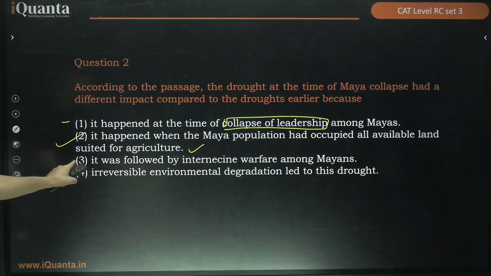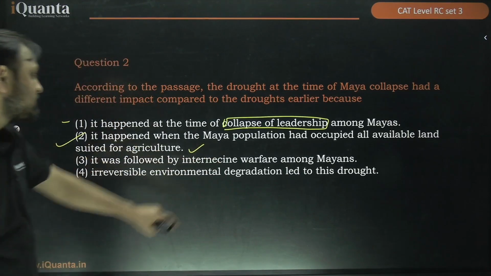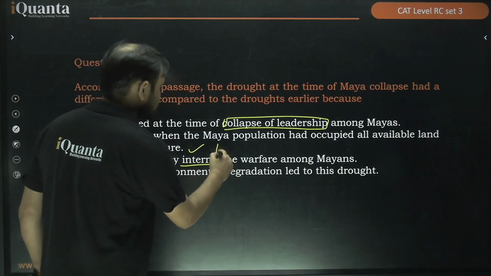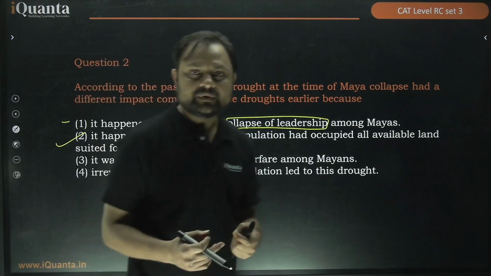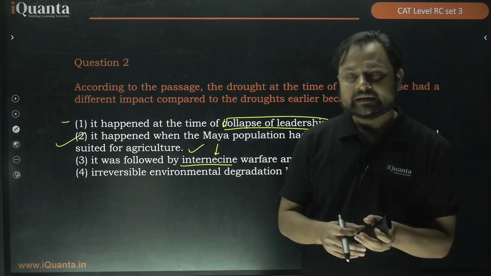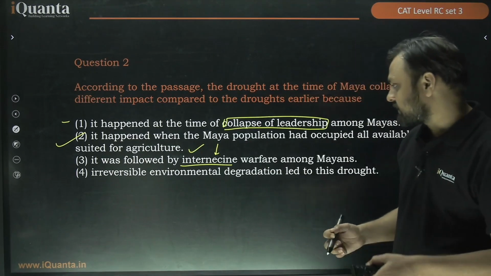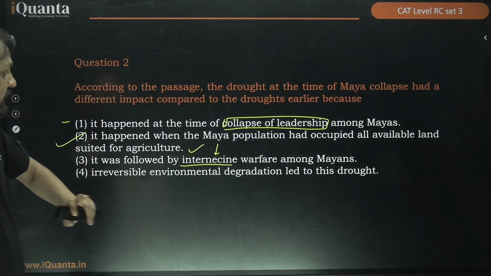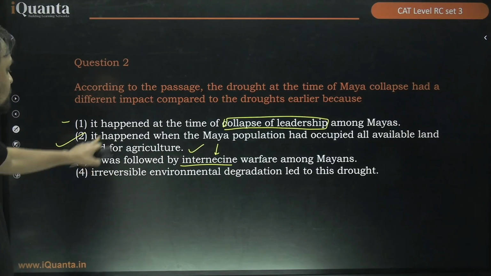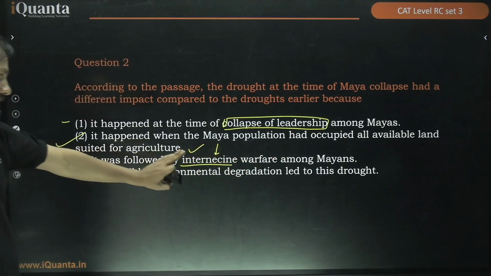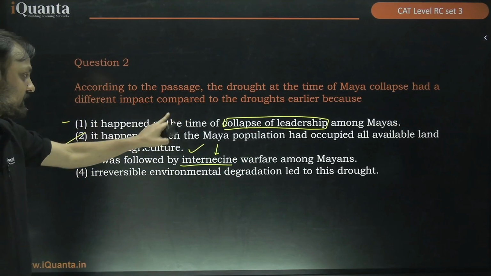And C says that it was followed by, how do we pronounce this, internecine. So, internecine, that is how you pronounce this word. It was followed by internecine, and this means destructive for both the parties involved in a fight. When both the parties face severe destruction, this kind of destruction is defined as internecine warfare. So, internecine is something which is damaging for both the parties. So, this drought was different from the previous droughts because it was followed by internecine warfare among Mayans. No, it was not because of this reason that it was different. The reason has already been mentioned in 2.